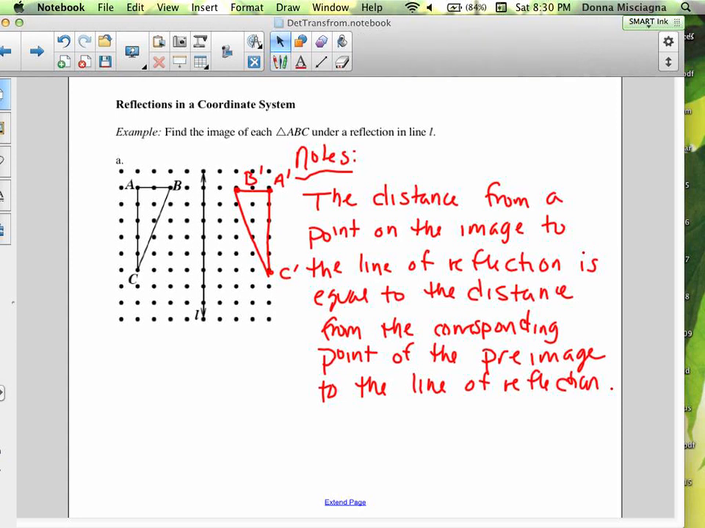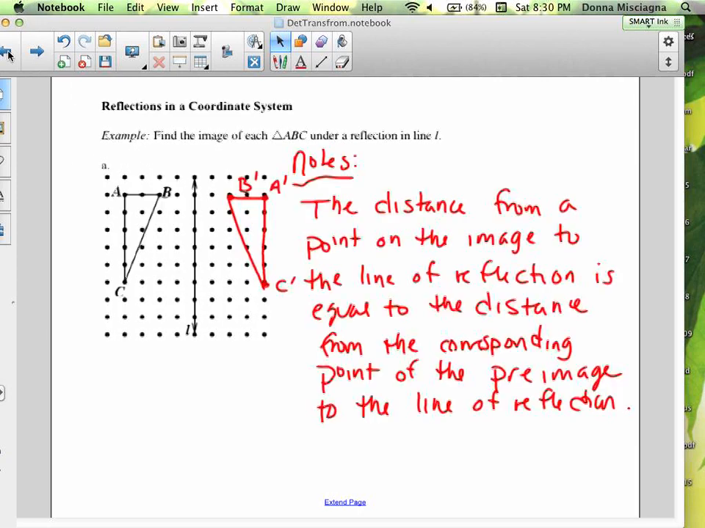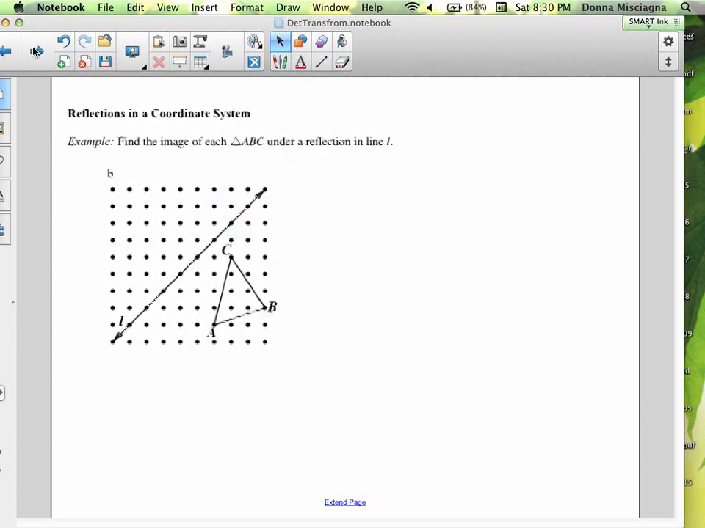So we can use properties of reflections to find where our figure should go. And by the way, we're going to use the same idea when we are reflecting in the coordinate plane over a line, not the x or y axis. So you'll see that in a few moments. Here's our next one. I don't have this one in your notes. This one's a little bit more challenging than the one I gave you, but that's okay.